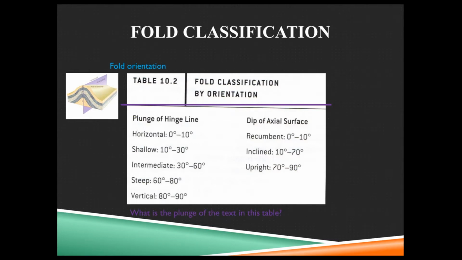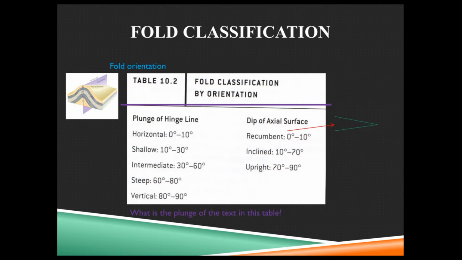Now moving on to the dip of the axial surface. We have three categories: recumbent, inclined, and upright. You notice they're not evenly spaced. Recumbent only covers 10 degrees, upright covers 20, and inclined covers 60. So what do they look like?